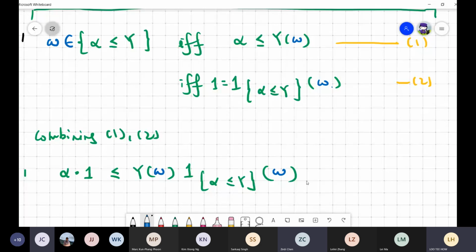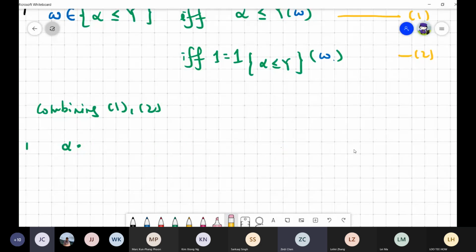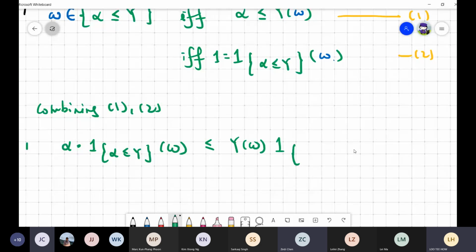Okay, this is 1 omega. Yeah, of course, this is not true in general. If we put in this, how should I say it? Okay, maybe I can put it in 1 of this omega must be less than this, right? Y of omega multiplied by 1 of this omega. Yeah, I think it's clear.